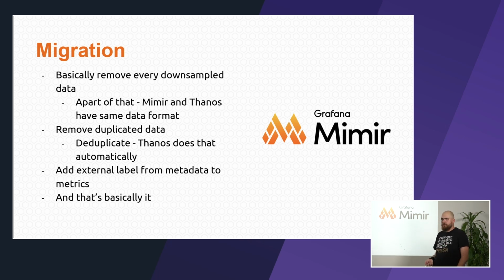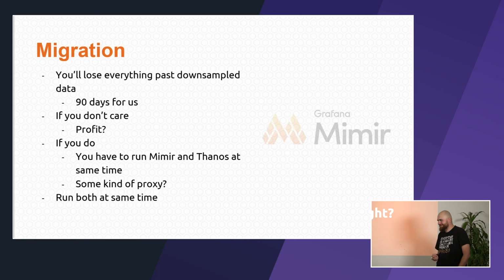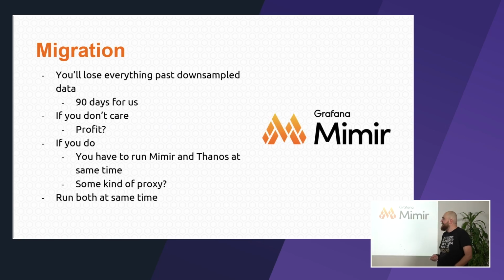Yeah, I said the duplicate. Thanos does that on the fly. Then you have to run a script that injects external labels into the metrics itself, and that's basically it. Easy, right? You will lose every downsampled data if you want to migrate to Mimir. So that's one big reason why no to migration.